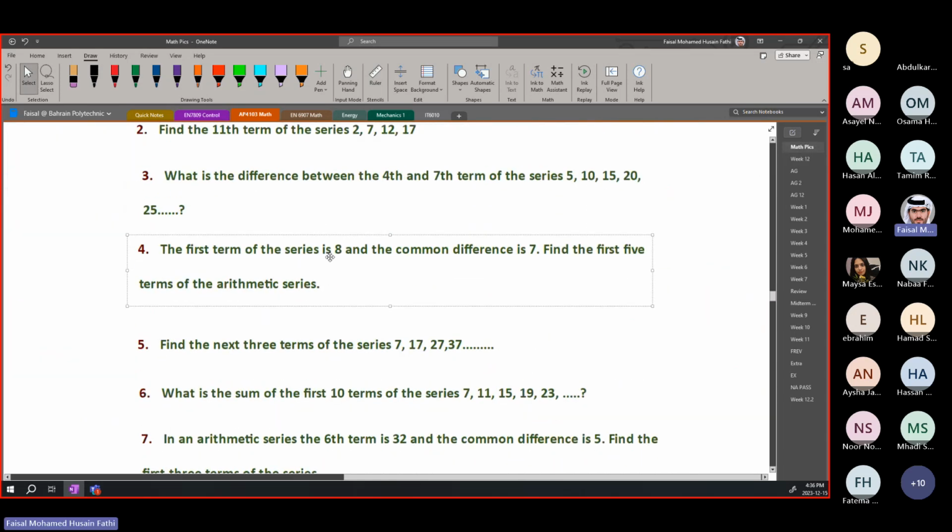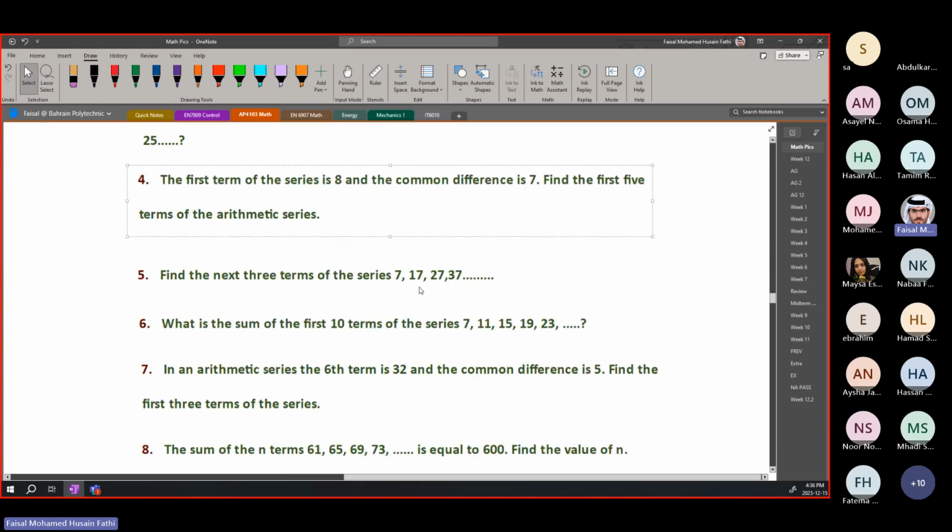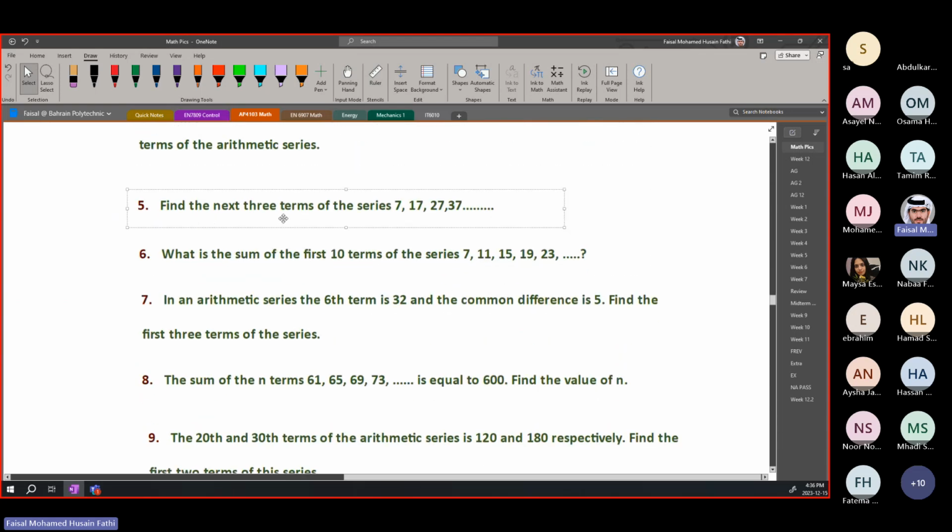The first term of the series is 8 and the common difference is 7. Find the first 5 terms. You know exactly how to do this. Moving on to the next one. Find the next 3 terms of the series. You know exactly. Okay, this series. What is the A1? What is your first term and what is your common difference?